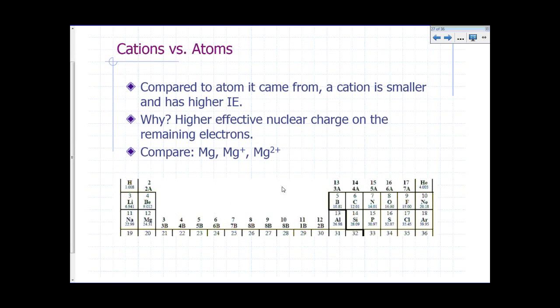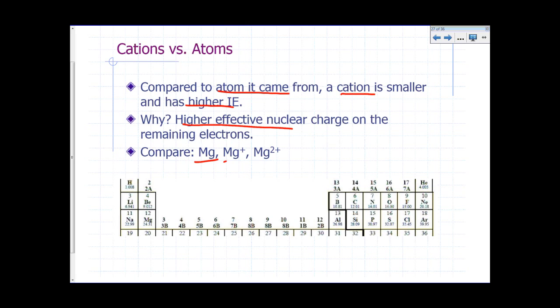Now let's compare sizes of atoms versus the cations that you get when an atom loses an electron. In general, compared to the atom that it came from, a cation would be smaller. It's like if you take off your jacket, you're smaller. And it will have a higher ionization energy. Why? Well, once you've taken out 1 electron, the remaining electrons are going to experience a higher effective nuclear charge. There's fewer electrons to shield them from the nucleus, so each electron is going to feel a much stronger force towards the nucleus. So, which one would have a higher ionization energy?